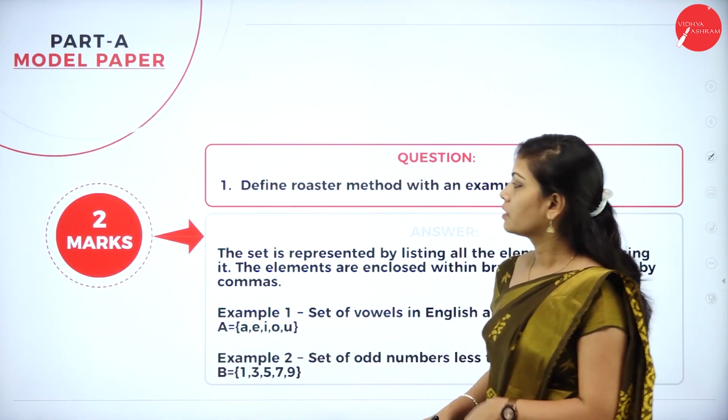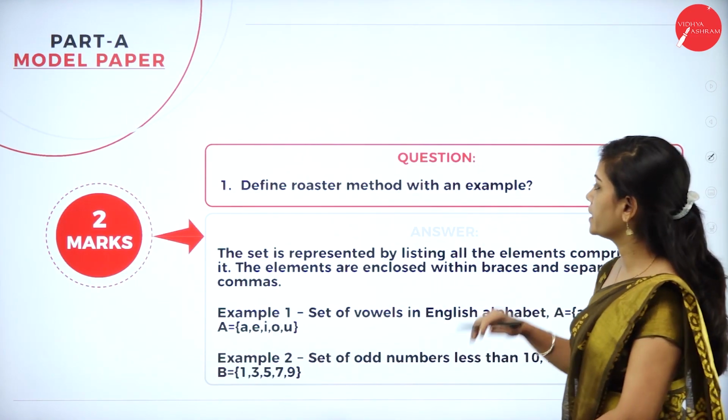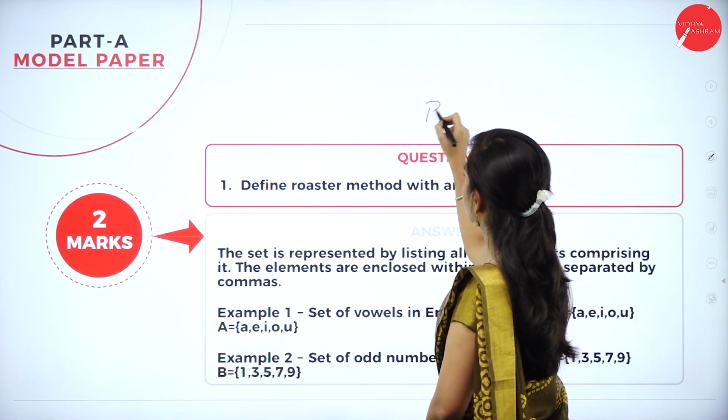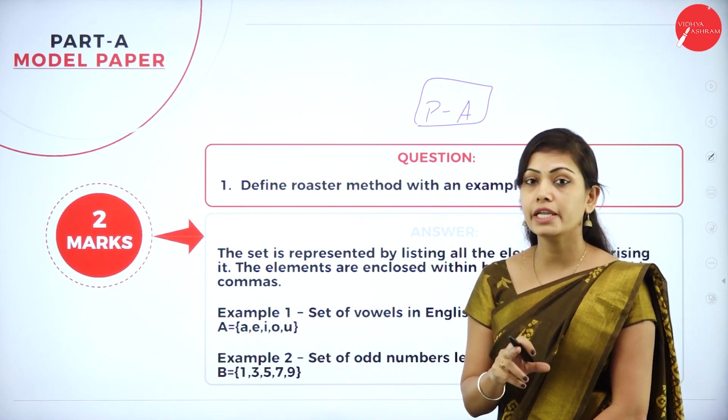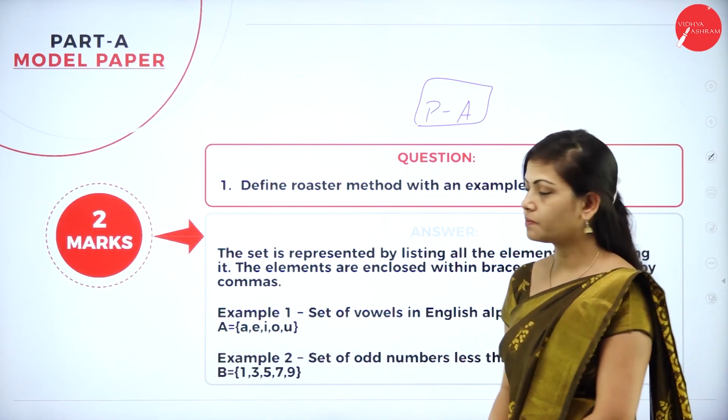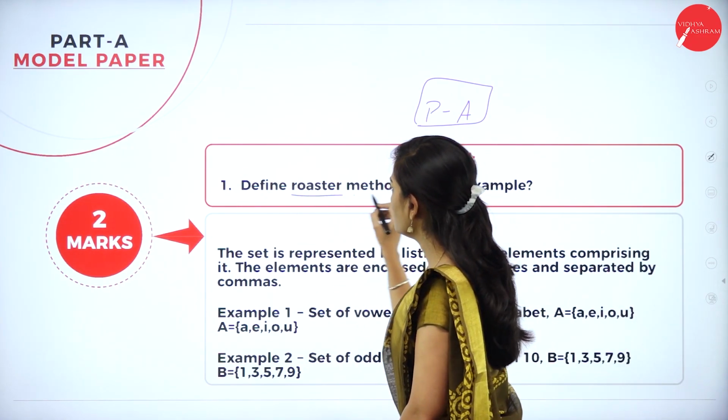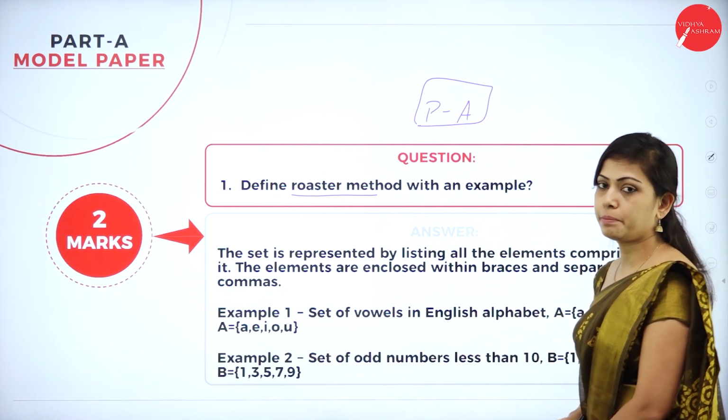Now I'll discuss the part A questions. So this is part A. In part A, you have to attend 10 questions. Each question carries 2 marks. So first question, define roster method with an example.